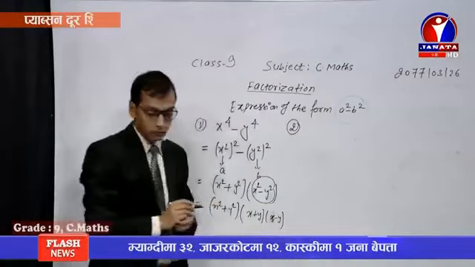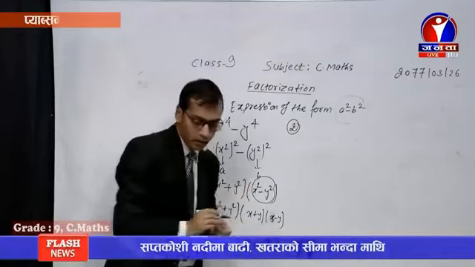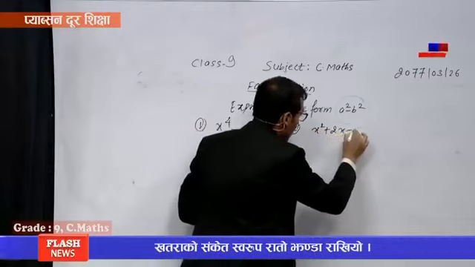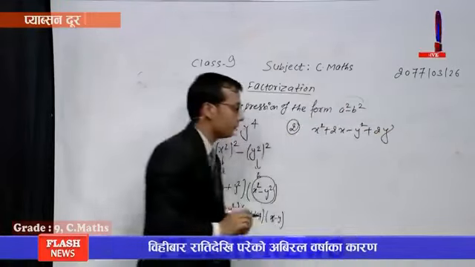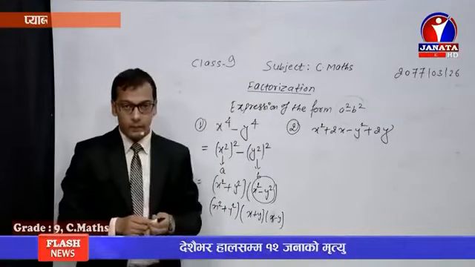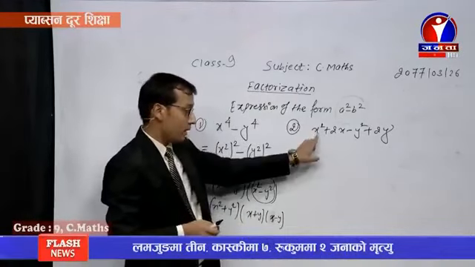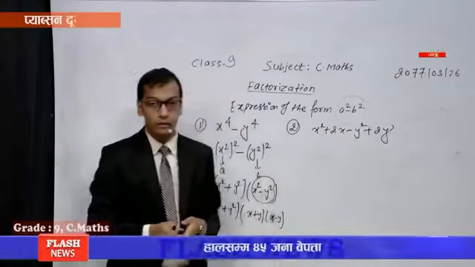Example number 2. We can take here the question x square plus 2x minus y square plus 2y. Okay, now let's try to factorize this. So this expression has 4 terms: x square plus twice of x minus y square plus 2y.